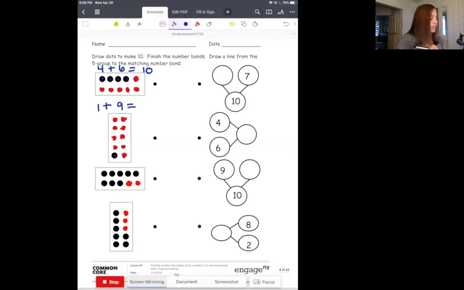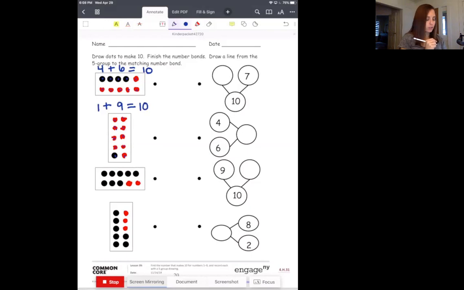Equals, how many dots are all together? So now you count all of them. 1, 2, 3, 4, 5, 6, 7, 8, 9, 10. Or you might have just known that if you have 9 and you add 1 more, that would be 10. Good. Go down to the next rectangle.